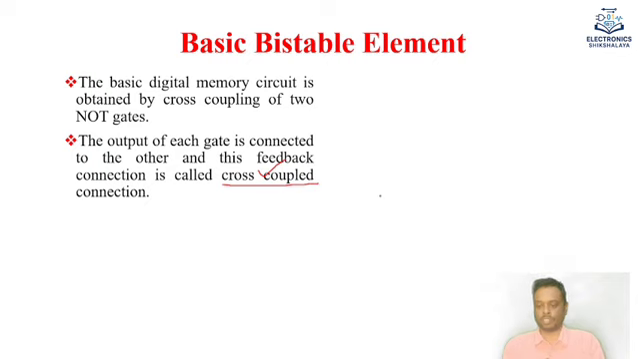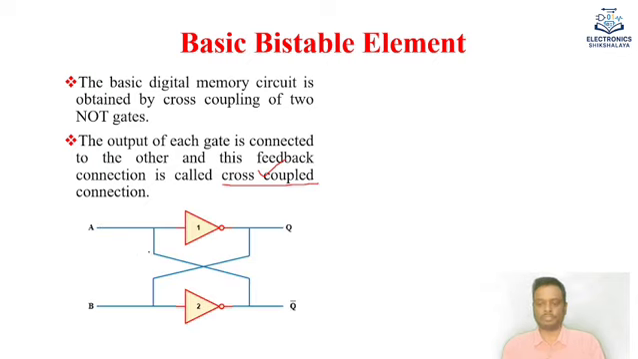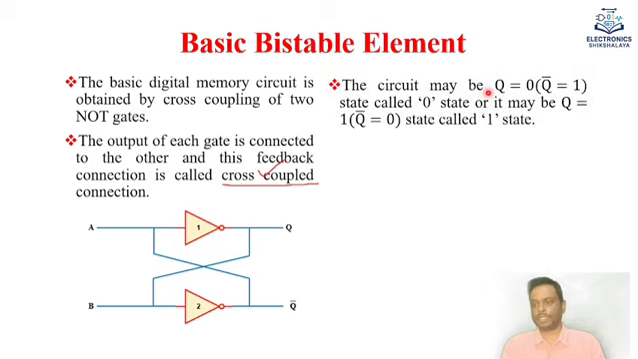Let us see the diagram. This is the basic bistable element. The output of gate number one is connected to the input of gate number two. Similarly, the output of gate number two is connected to the input of gate number one. That is the cross couple operation, where one gate's output is connected to the input of the other gate, a feedback from output to input.